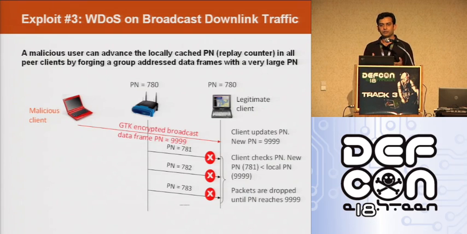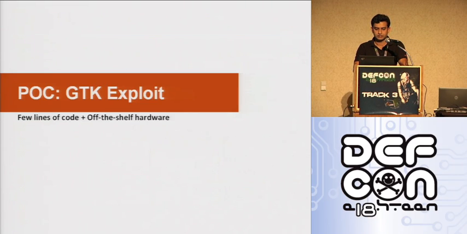So the attacker, by exploiting this replay detection logic, is causing a denial of service attack in the downlink direction, which can break a few protocols. So this was the third example of an exploit of Hole 196, or the GTK vulnerability.